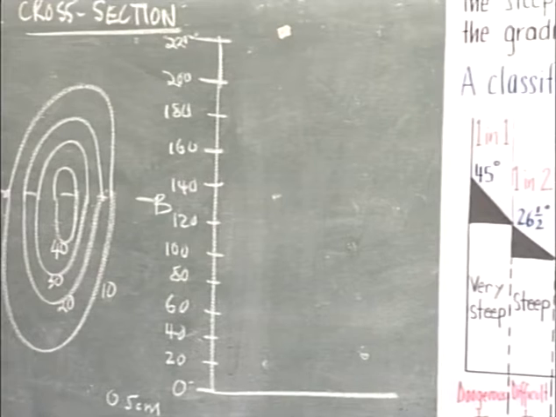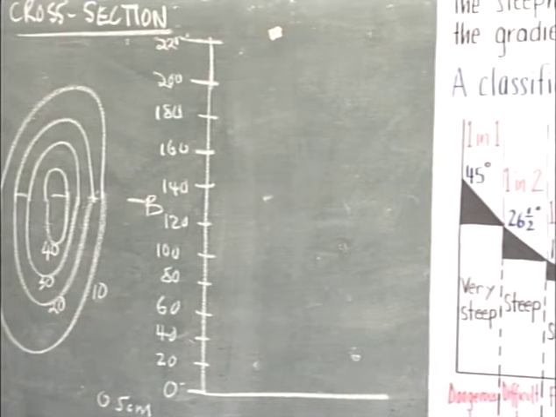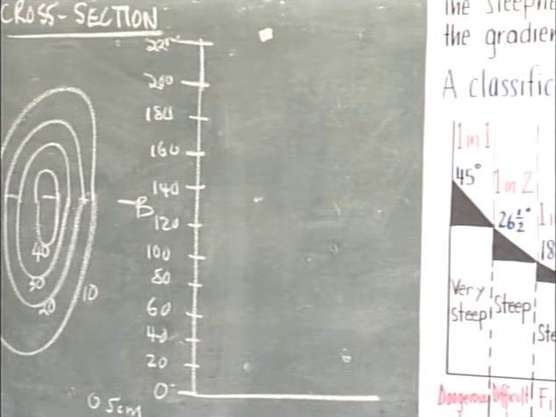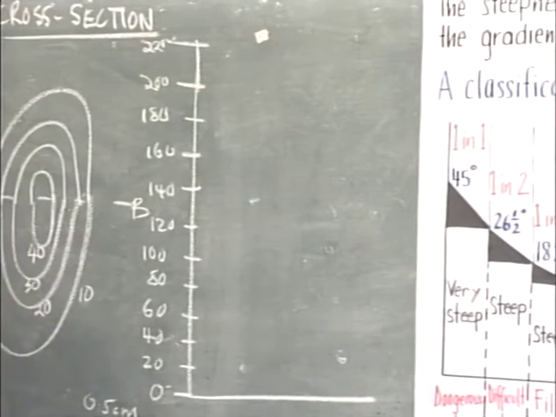Okay, what we have got on the vertical axis are the heights in meters. So you label that particular axis also as heights in meters. That's on the vertical axis, this axis here.